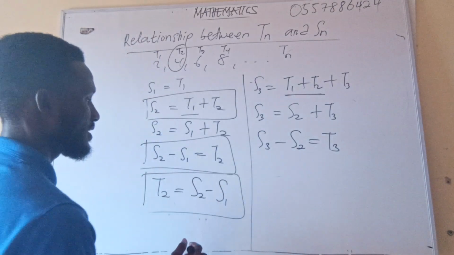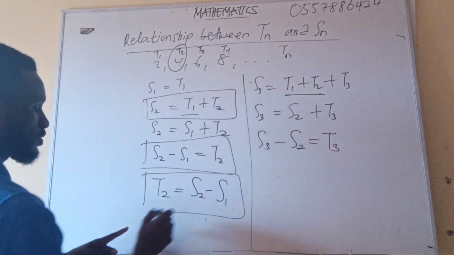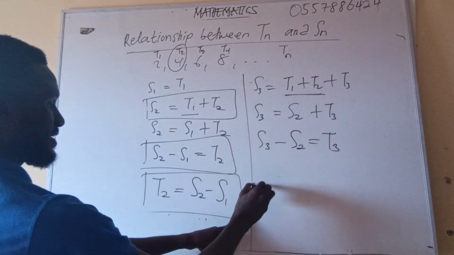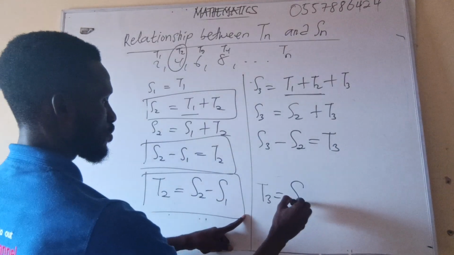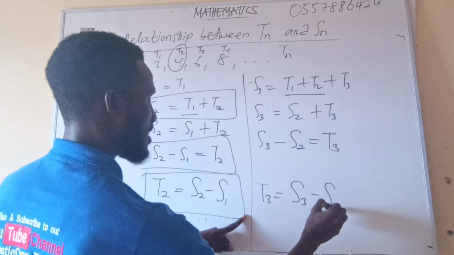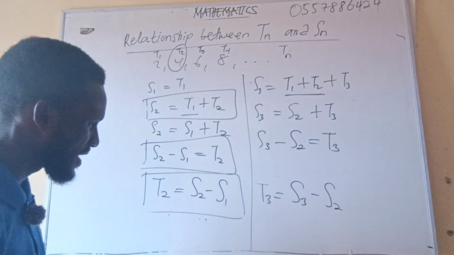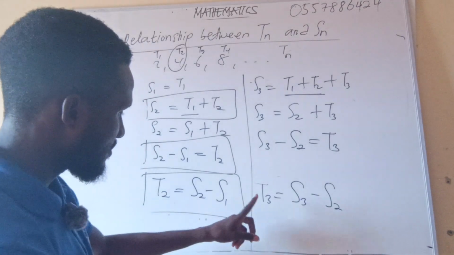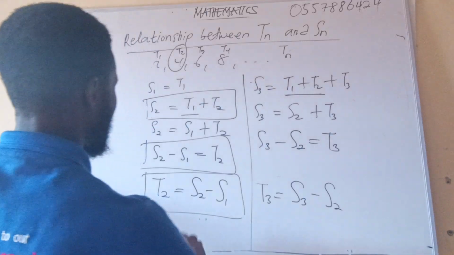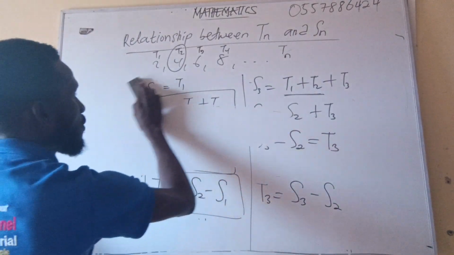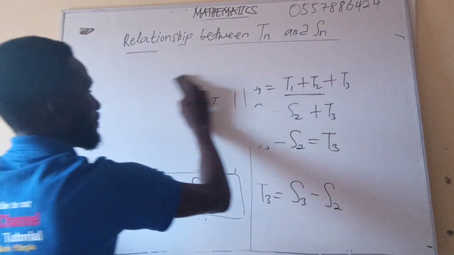Now, so we can conclude that. Now, let me write this one here. We can conclude that t3 is now equal to S3 minus S2. Now, what does it mean? It means that, now let me write the formulas here, then we make a general conclusion.